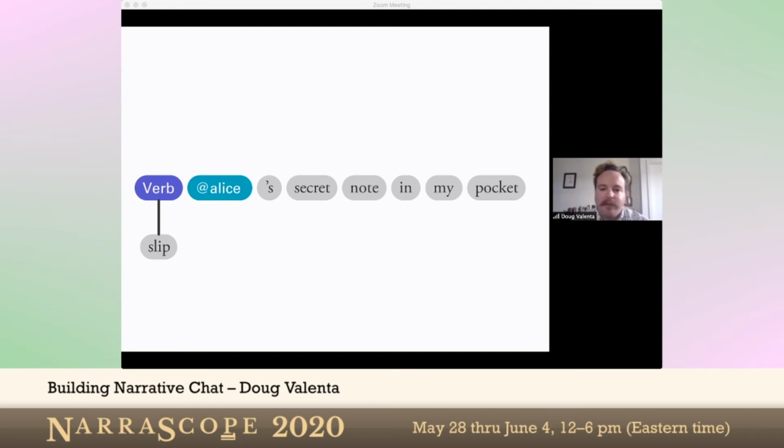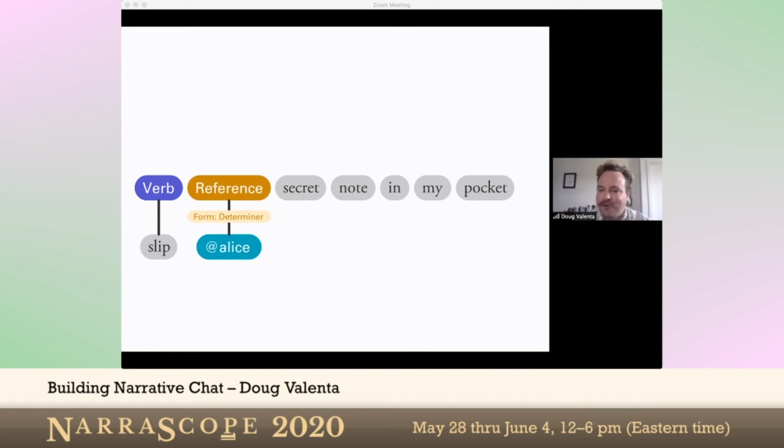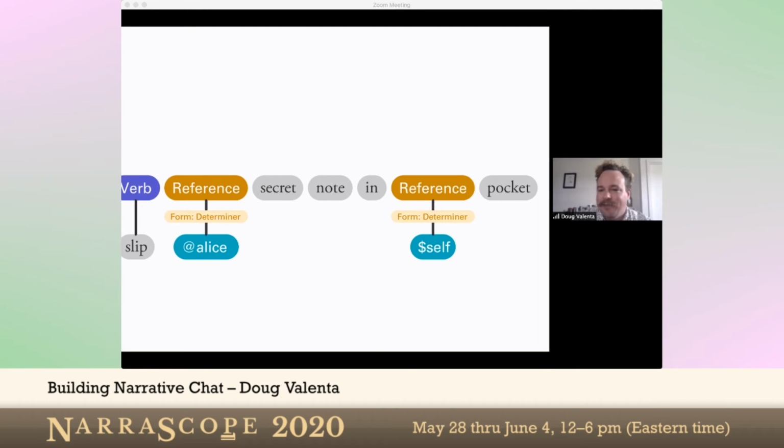So to begin with, we have slip, and we know that that's a verb, right? And so we can classify that as a verb. Here we can take these two tokens, at Alice and the apostrophe S clitic, which is marking the possessive, we'll assume. And we can turn that into a reference to at Alice in the form of a determiner. And we can actually do the same thing here with the token my. Even though my was a texton, we know that it's really a way for the person writing the emote to refer to themselves. And so they're referring to themselves in the determiner form.